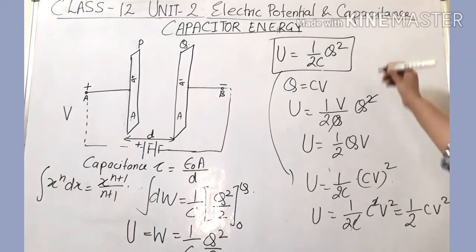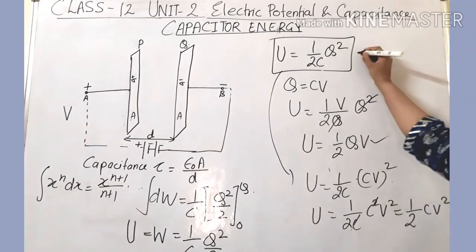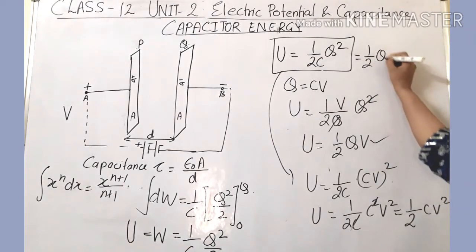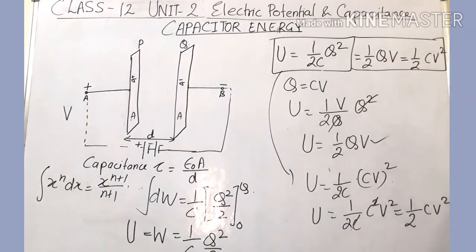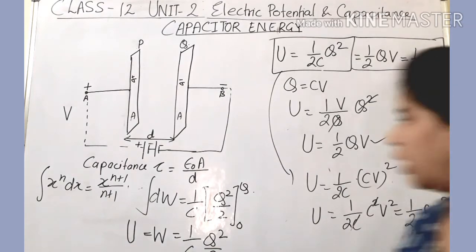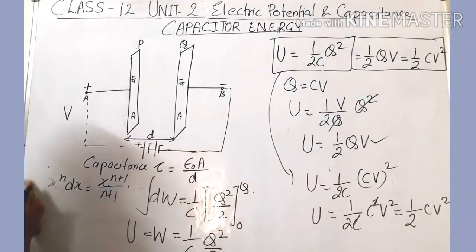That 3 forms of U we have got. One is half of QV, and one more is half of CV square. So these are the 3 results of energy of capacitor you got. So energy of capacitor can be only in the form of Q, V and C. Okay, so this is the overall derivation of capacitor energy, and now we can calculate the energy density.